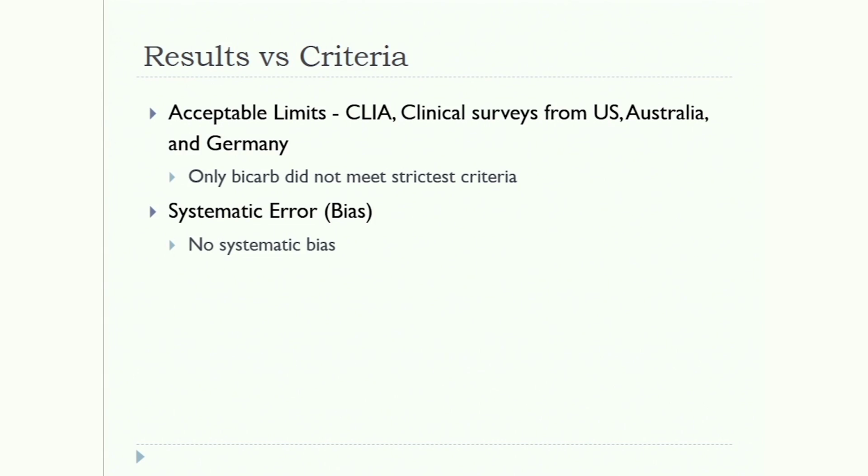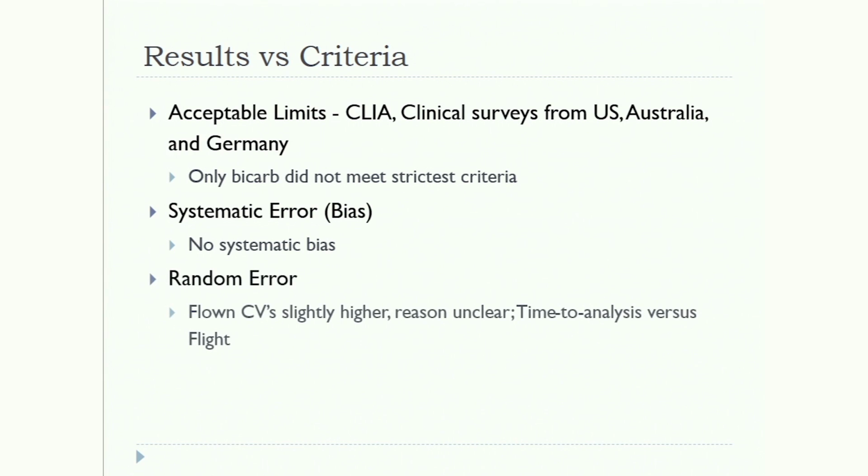In terms of random error, the CVs for our flown samples, we did population CVs of the flown versus the terrestrial samples, were slightly higher than our in-laboratory CVs. There was probably a lot of reasons for that. One was that our time to analysis was really prolonged because we consented the donors in the morning at 7 o'clock, and by the time we collected all the samples, drove to the flight field, did all the flights, and came back, it was about 6-7 hours later. So the samples were old.